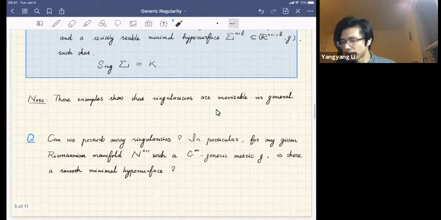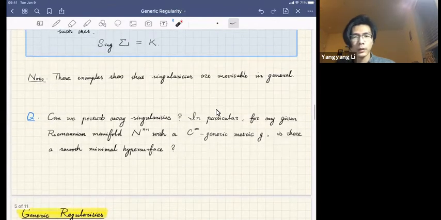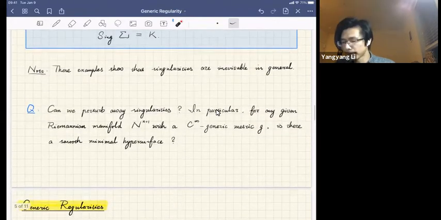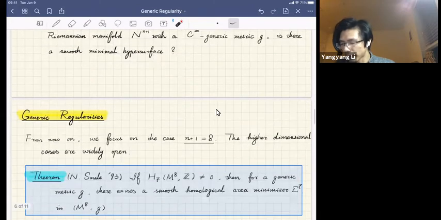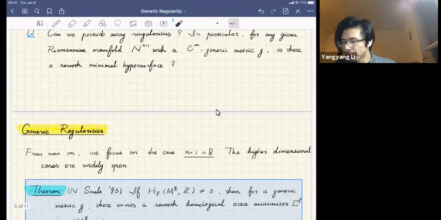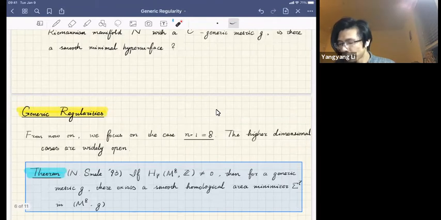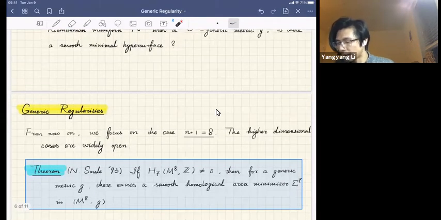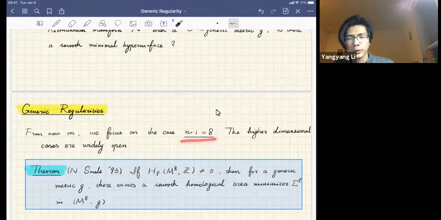Okay, here are the singularities inside minimal hypersurfaces. So we can talk about some generic regularity to give the affirmative answer to this question in dimension 8. So from now on, we focus on the case when n plus 1 equals 8. The other cases, the higher dimensional cases, are widely open. So we don't have any good results there.